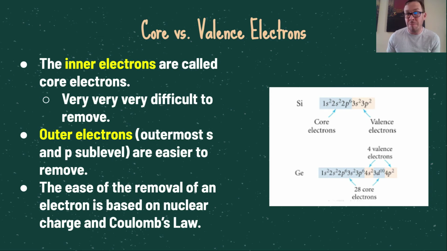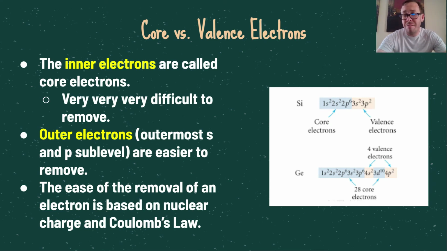And then secondly, they experience less nuclear charge because A, they're further away from the nucleus, and B, the innermost electrons shield that positive charge from reaching out to those valence electrons, thus making them easier to remove. The ease of the removal of an electron is based on nuclear charge and Coulomb's law. So if we think about those two concepts, we can easily determine which electrons are going to be easier to remove and which electrons are going to be more difficult to remove.